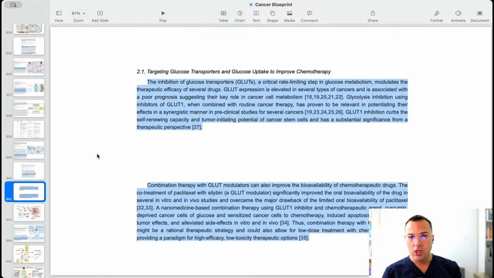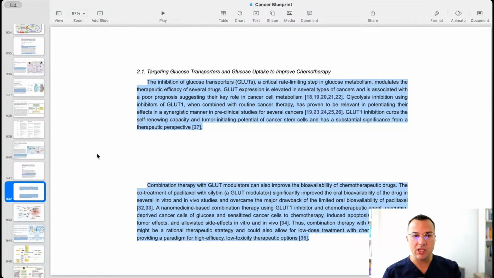in glucose metabolism, modulates the therapeutic efficacy of several drugs. GLUT expression is elevated in several types of cancers and associated with a poor prognosis, suggesting their key role in cancer cell metabolism. So again, it went from not really being sure whether it affects prognosis or outcomes to now, where you can see they're much more definitive with their language. They say it is associated with a poor prognosis, suggesting their key role in cancer metabolism. Glycolysis inhibition using inhibitors of GLUT1, when combined with routine or conventional cancer therapy, has proven to be relevant in potentiating their effects in a synergistic manner in preclinical studies for several cancers.